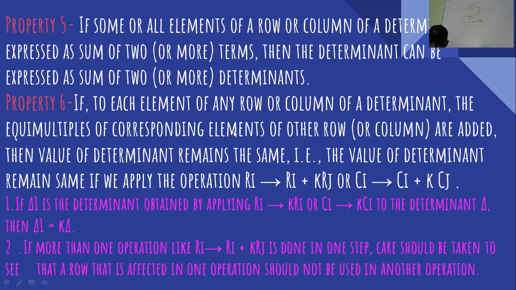That is, the value of the determinant remains the same if we apply the operation Ri changes to Ri plus k Rj, or Ci changes to Ci plus k Cj. First, if delta 1 is the determinant obtained by applying Ri changes to k Ri or Ci changes to k Ci to the determinant delta, then delta 1 is equal to k delta. Second, if more than one operation like Ri changes to Ri plus k Rj is done in one step, care should be taken to see that a row that is affected in one operation should not be used in another operation.